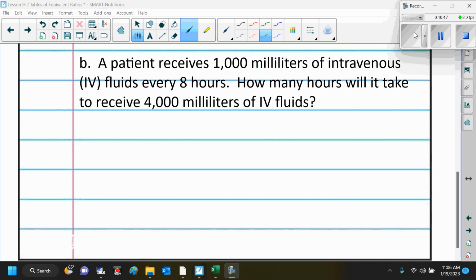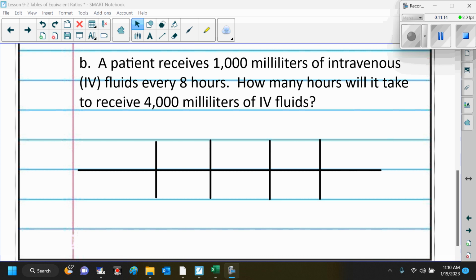Here, you're going to work on letter B with your table partners. Let me read it so we can get it on the recording. It says, a patient receives 1,000 milliliters of intravenous or IV fluids every 8 hours. How many hours will it take to receive 4,000 milliliters of IV fluids? All right, take 3 minutes to work on that with your table partners.